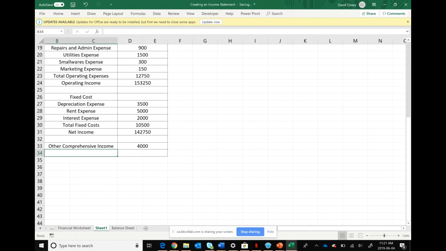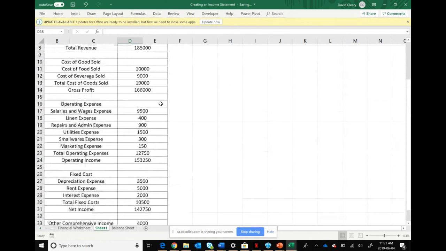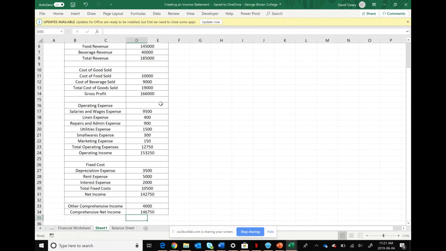And our very last step here is to show our comprehensive net income, which, because this is a gain, we add the $4,000. If it was a loss, we would subtract it. The other comprehensive income.